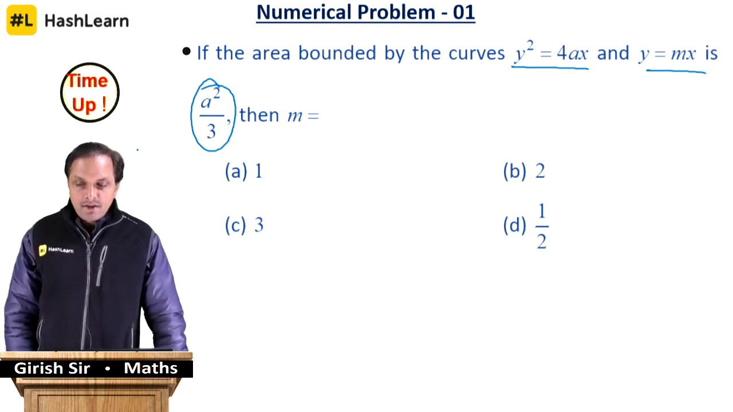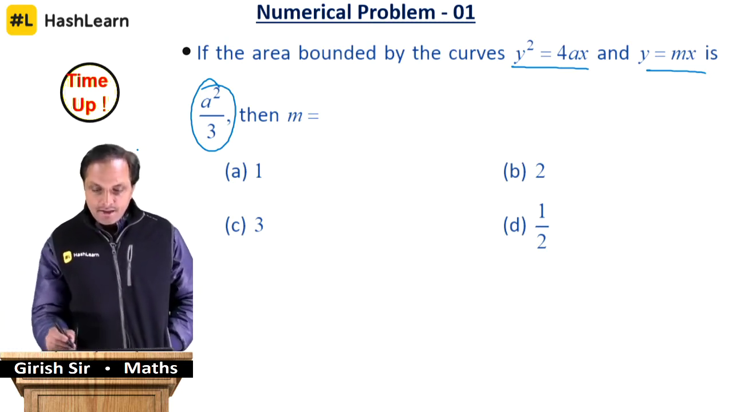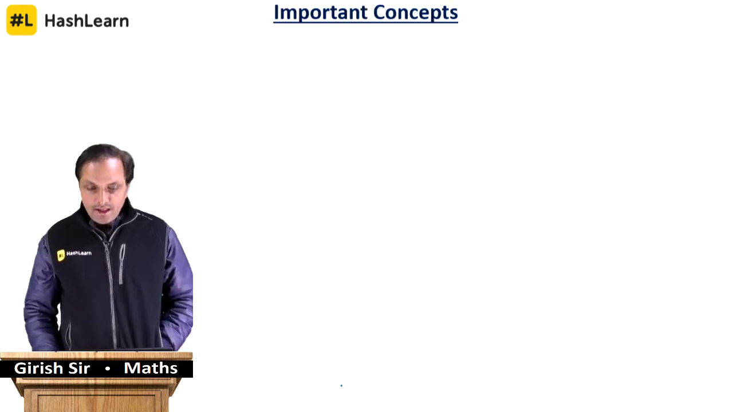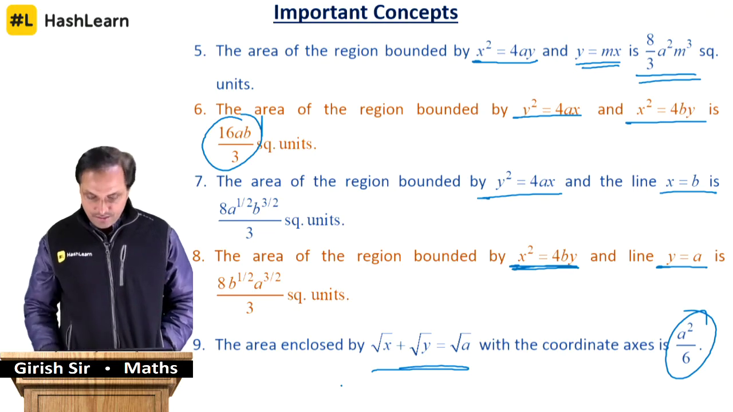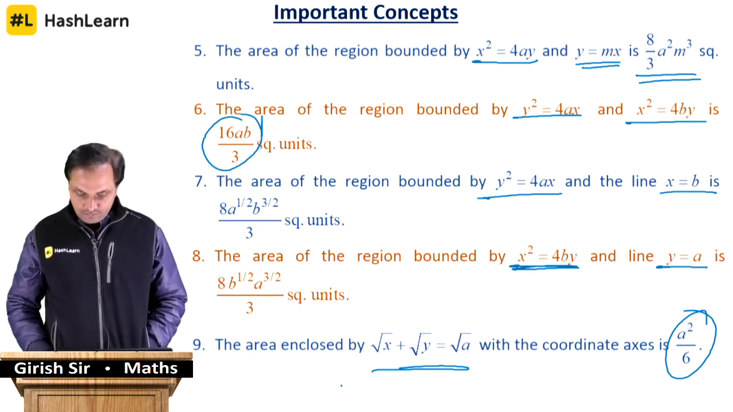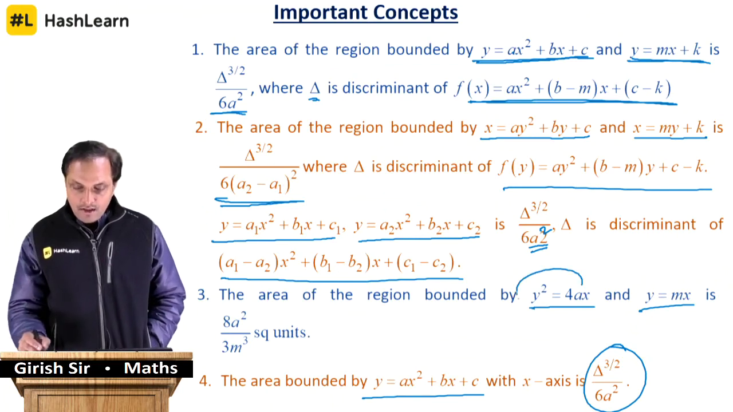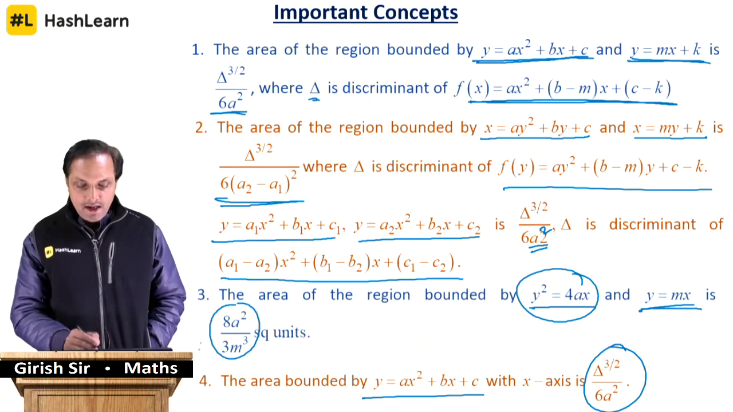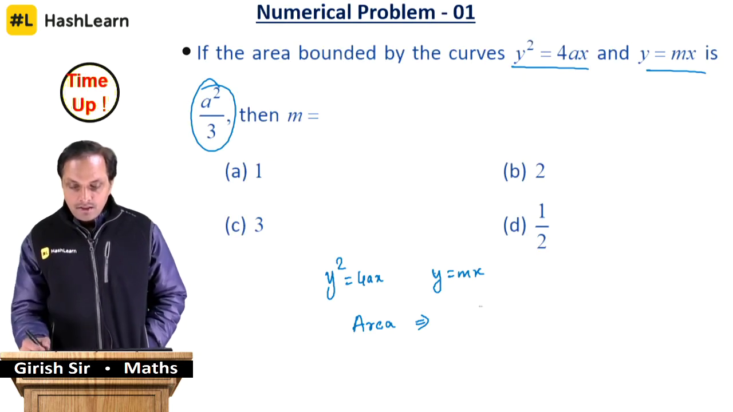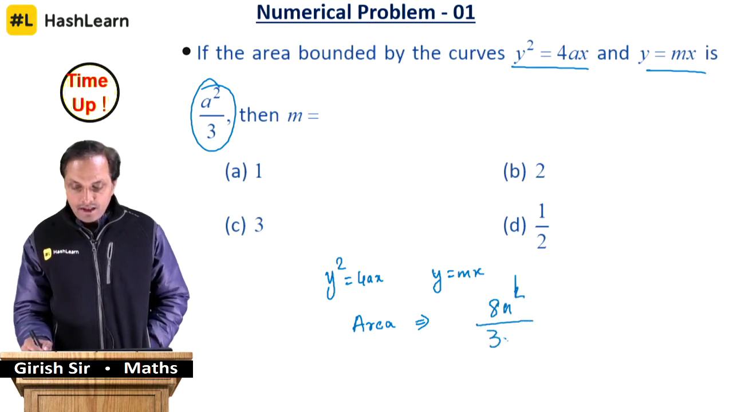Time up. See, we learnt a few minutes back, when you have y square is equal to 4ax and y is equal to mx as a line, what is the area bounded between these two? We got it here. You can remember this, here we wrote y square is equal to 4ax, y is equal to mx. It is 8a square by 3m cube.